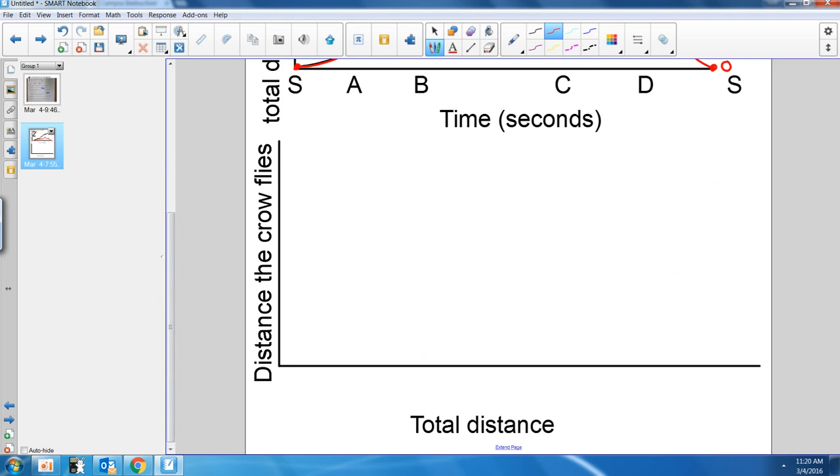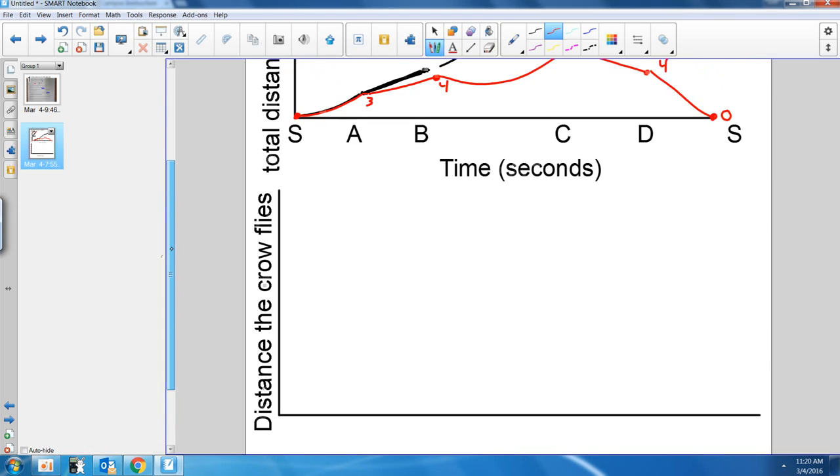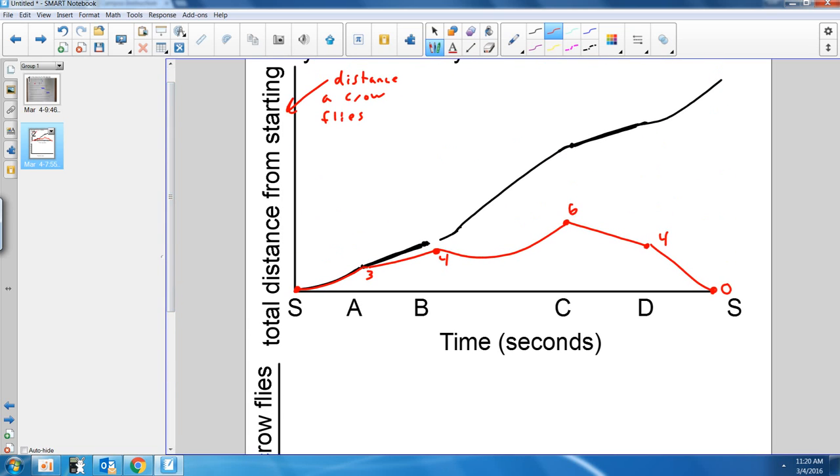And you're going to see that the x-axis is total distance, the y-axis is distance the crow flies. This is a hard graph. I struggle with knowing what this is going to look like because when I think about that x-axis, it's hard to make sense of that total axis, the total distance versus the distance the crow flies. So what I'd like to do is put numbers in this diagram to help me with the understanding of the other ones.